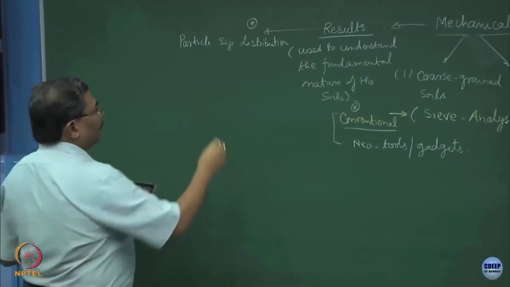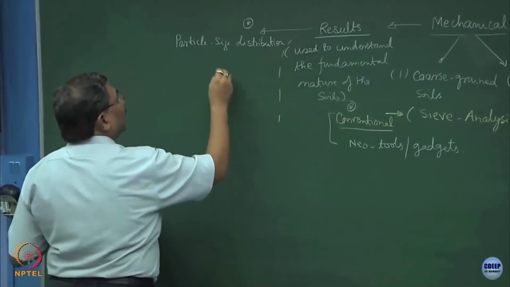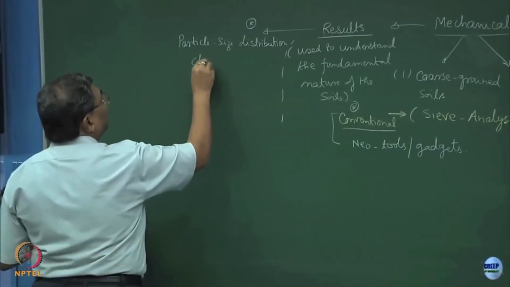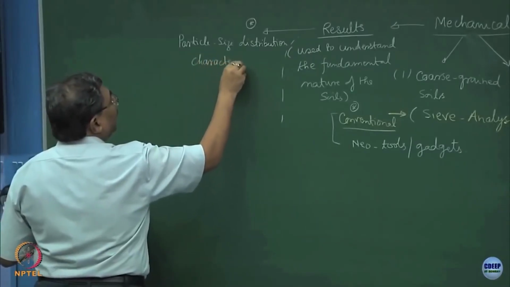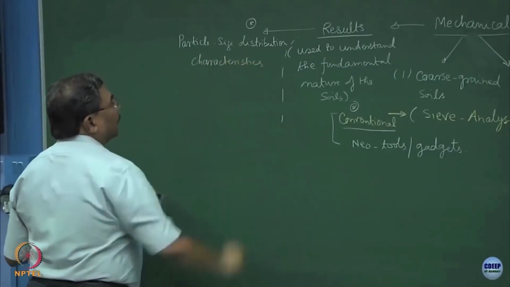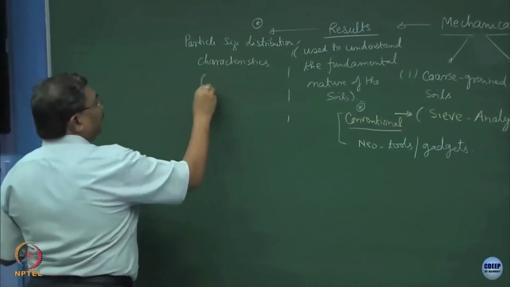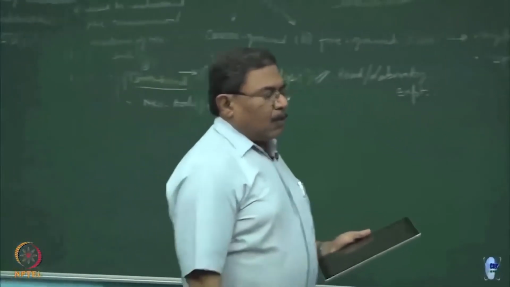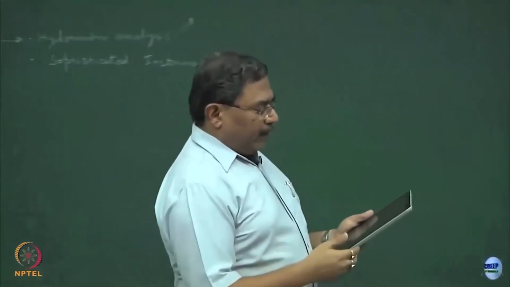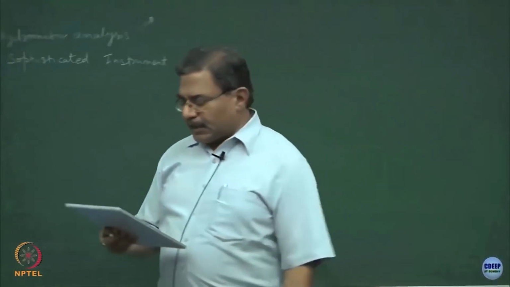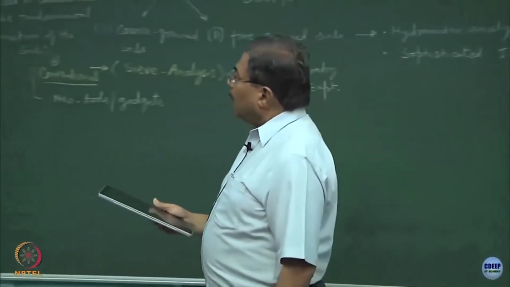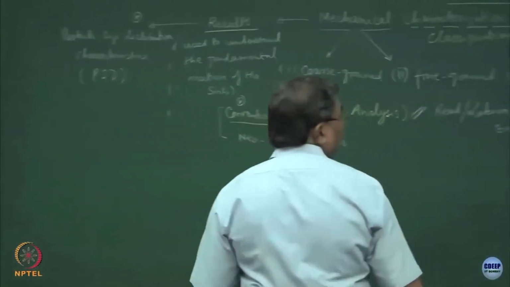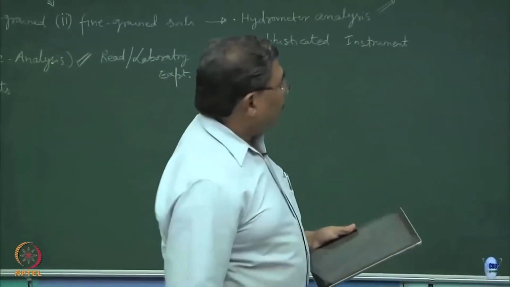We do not use the word curve, though it is a curve; rather than writing curve we will use the word characteristics. Alright. In short we write it as PSD, because a lot of information can be revealed or diagnosed from the particle size distribution graph or the curves. We normally use the word characteristics. A typical particle size characteristic curve would look like this.